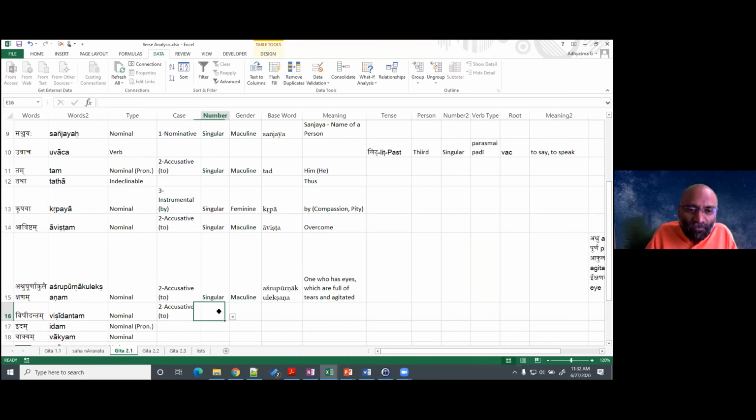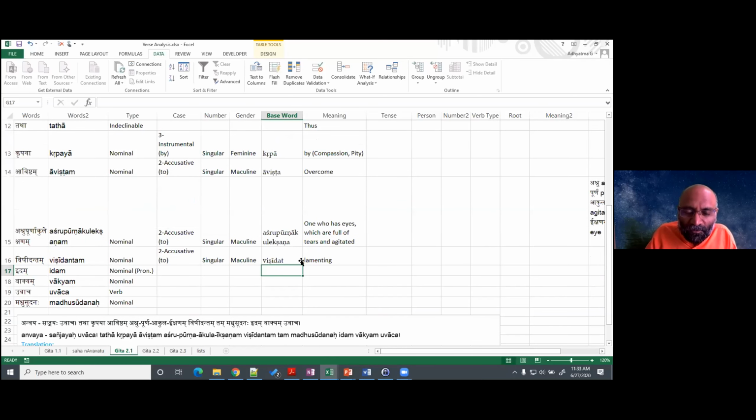Vishidantam is accusative, singular, masculine. This is a special word. Here the base word would be Vishidat, and it means lamenting. I have not covered this particular part in the Sanskrit grammar class yet. We will see later how to make these forms. But this is what it would mean: lamenting.